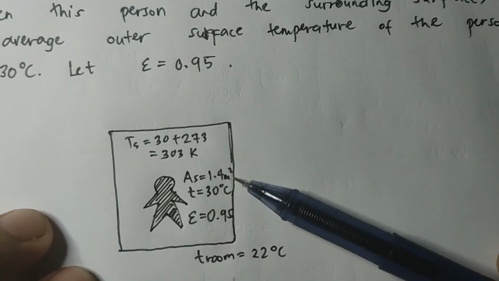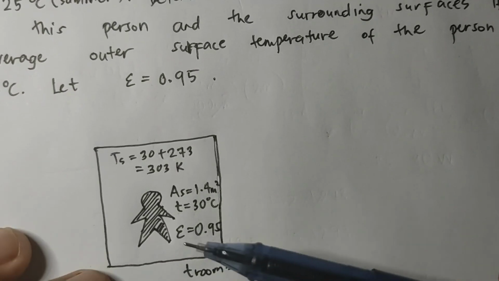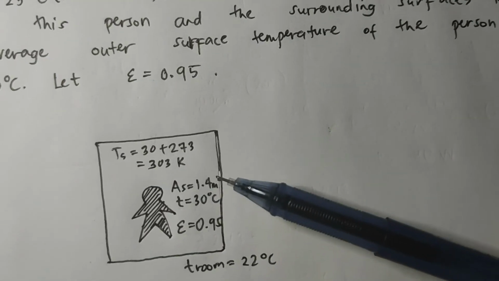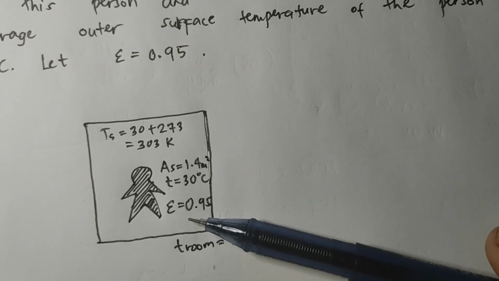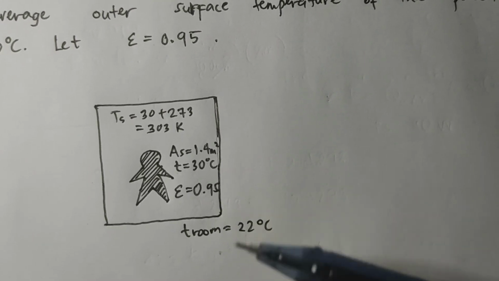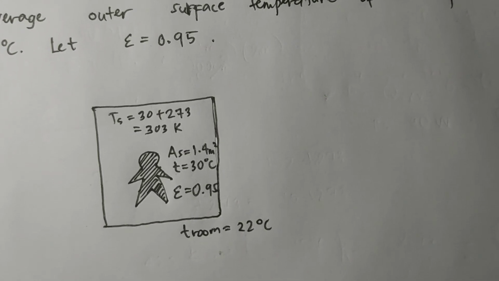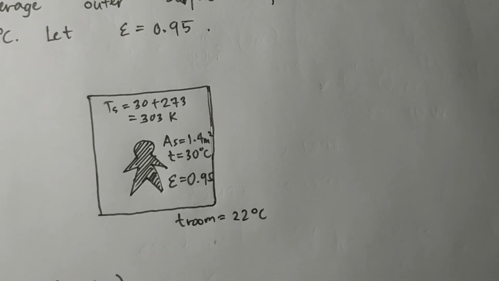Yung na-expose na area ng tao doon sa mismong system or sa place na yun, sa lugar na yun, may emissivity na 0.95. So, meaning, siya ay gray body, kasi between siya sa 0 to 1 ang kanyang emissivity. Kaya siya ay gray body.